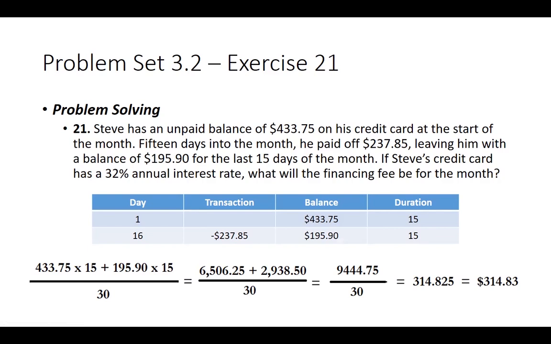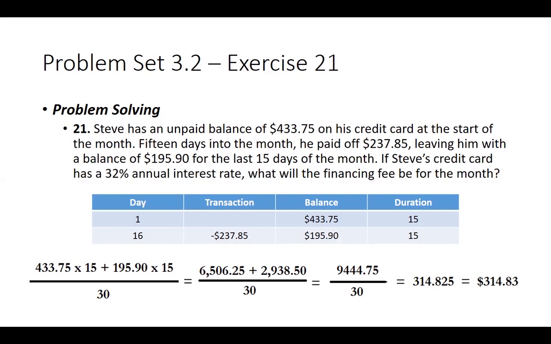Number 21. Steve has an unpaid balance of $433.75 on his credit card at the start of the month. 15 days into the month, he paid off $237.85, leaving him with a balance of $195.90 for the last 15 days of the month. If Steve's credit card has a 32% annual interest rate, what will the financing fee be for the month?